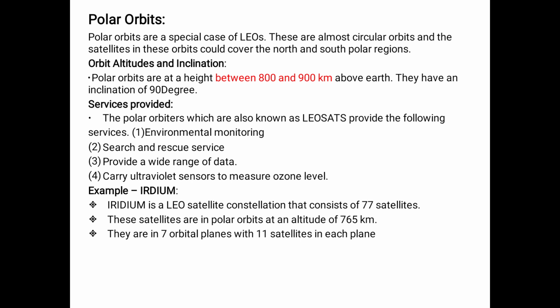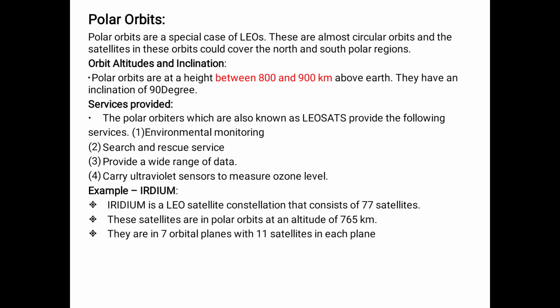Polar orbit. Polar orbits are a special case of LEOs. They are almost circular orbits, and a satellite in this orbit could cover the north and south pole regions. Orbit altitude and inclination: polar orbits are at a height between 800 and 900 kilometers above Earth. They have an inclination of 90 degrees. Services provided: the polar orbiter, also known as LEOSat, provides environmental monitoring, search and rescue service, and a wide range of data. It can carry an ultraviolet sensor to measure ozone level.